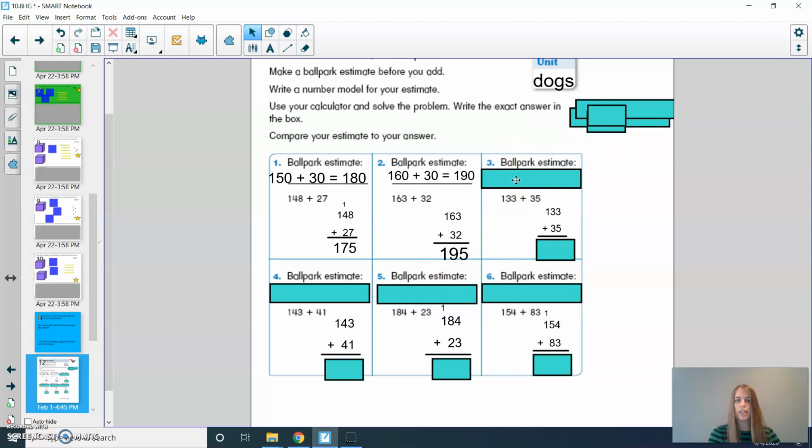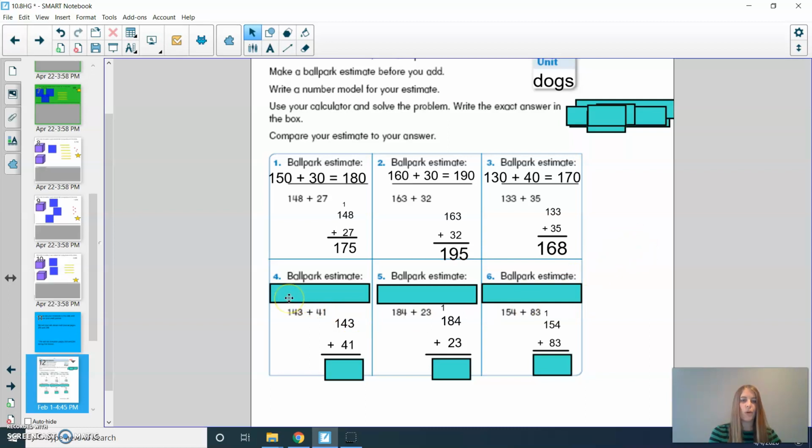For question number 3, I rounded 130 plus 40 to equal 170. Then finding my actual answer, 133 plus 35, I know 3 plus 5 is 8, 3 plus 3 is 6, and then I have my 1, giving me 168. If I'm going too fast, please press pause and then play again.